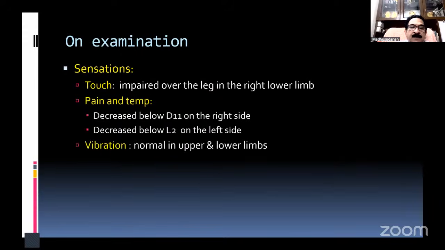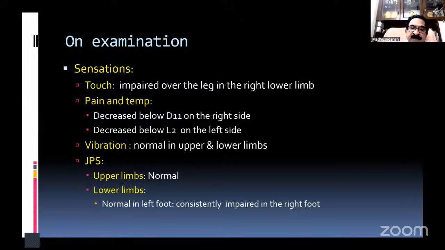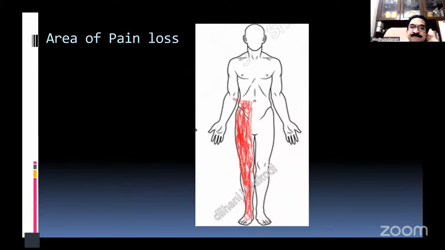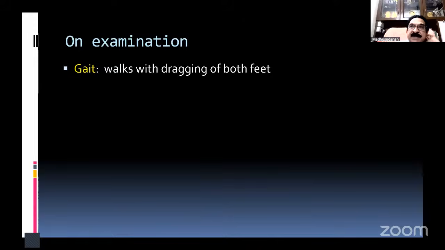Vibration normal in the upper and lower limb. JPS upper limbs normal, lower limb normal in the left foot, consistently impaired in the right. So he has got posterior column, JPS sensation impaired in the right foot, pain decreased in both lower limbs. The level was high on the right side at D11. Vibration is normal. So this is the area of pain loss, right side and left side. This is the area of JPS on the right foot only. Okay. Gait: walks with dragging of both feet. That dragging is because of the heel, because of the plantar flexor weakness.